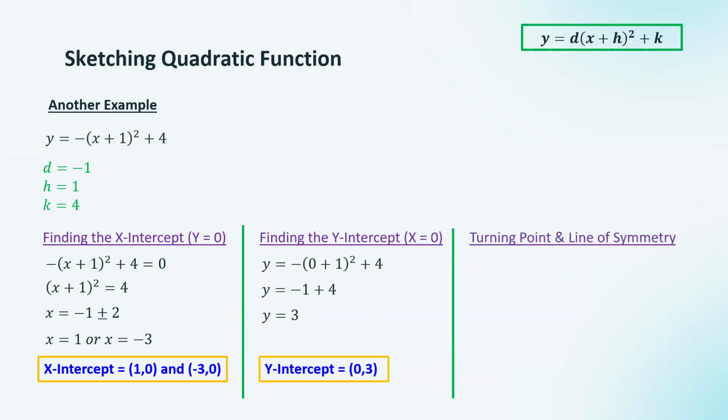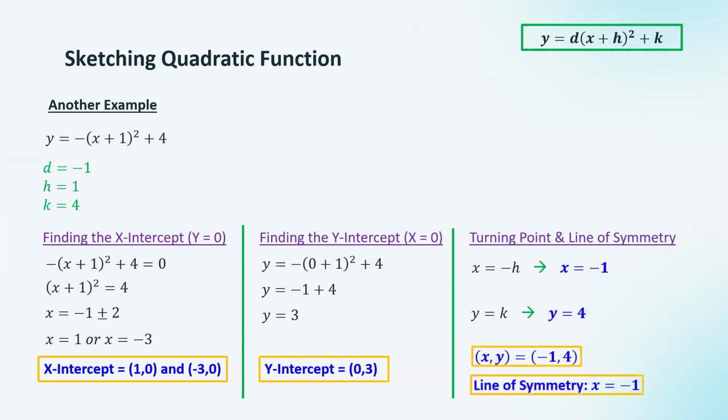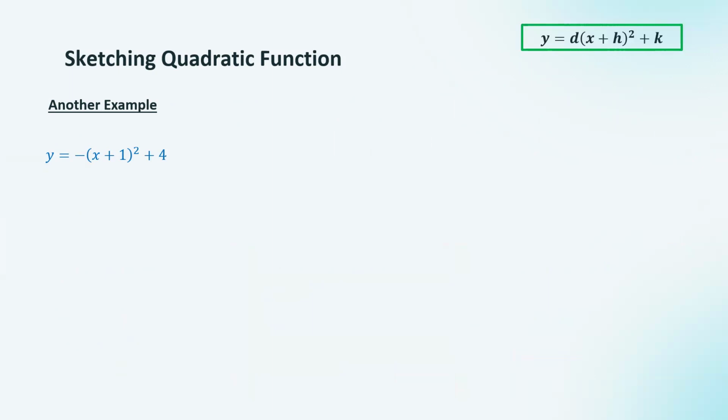After this, we can try to find the turning point. For this one, the formula is going to be much simpler than before, because we know that x is equal to -h and y is equal to k. So the turning point is (-1, 4), and the line of symmetry is x equals -1. And also remember that d is negative, so this will be a maximum point. Okay, so let's try to draw the graph.